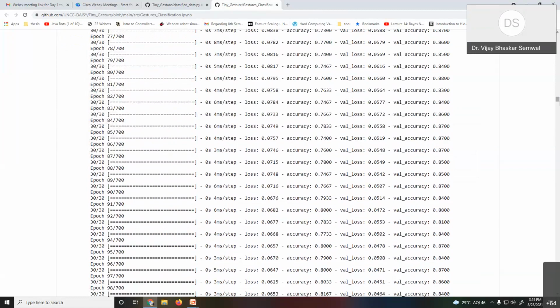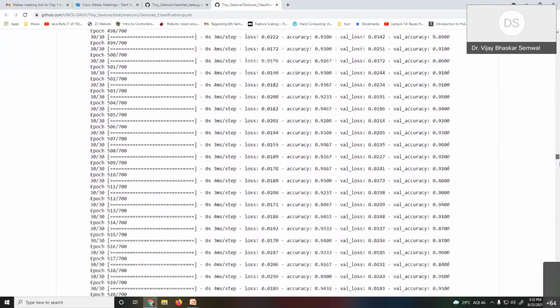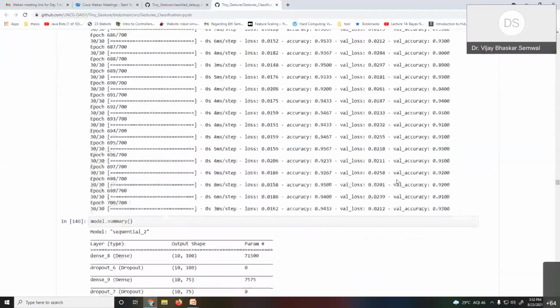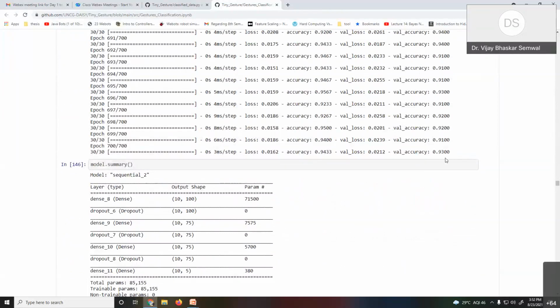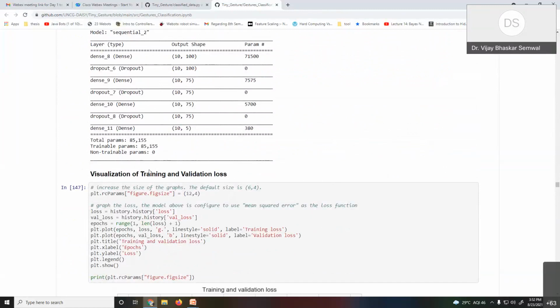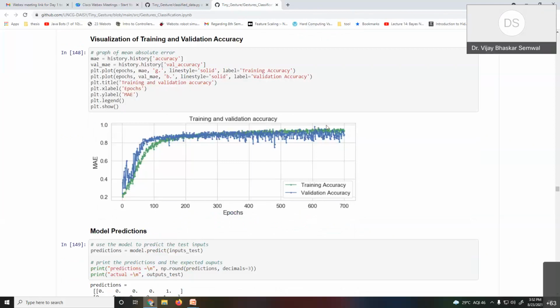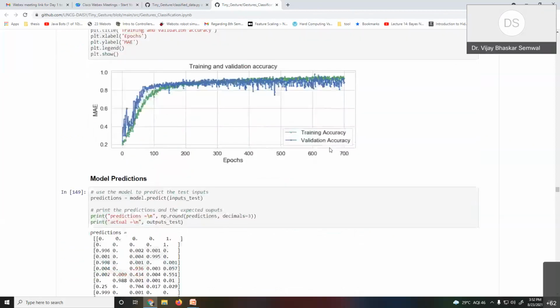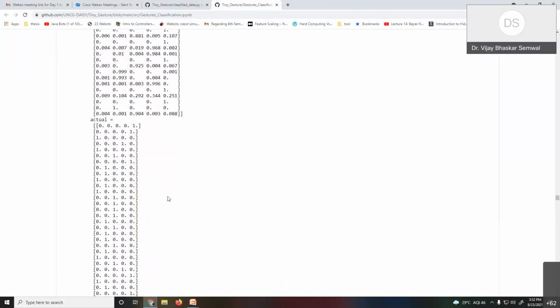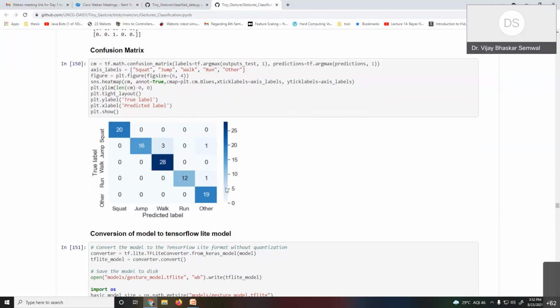Finally, we achieve 96% accuracy. Here we are getting almost 94% accuracy. That is the model summary, with 85,000 model parameters. You can visualize the error also. The loss function after 7 iterations is almost negligible, 0.05. Mean square error is also almost 0. Okay, model prediction: you can see that I am getting 96% accuracy. This is our confusion matrix.